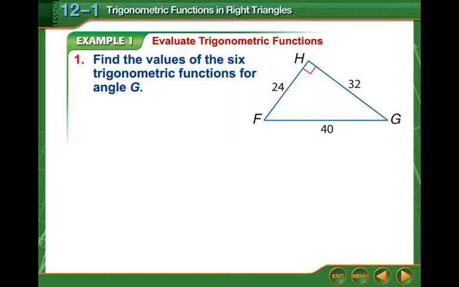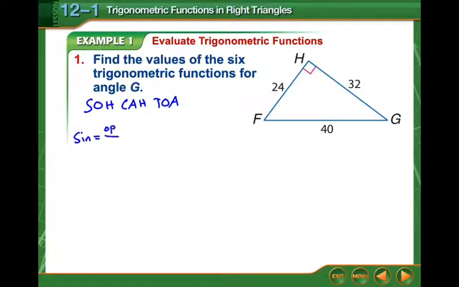So now what we're going to do is actually use those 6 trig functions for angle G specifically here. So what we want to do is just write out the fractions. We're not going to do anything with the fractions. We are literally just going to write out the fractions. So for sine, remember our SOHCAHTOA. Remember, sine is opposite over hypotenuse. That's what the first part of SOHCAHTOA says.